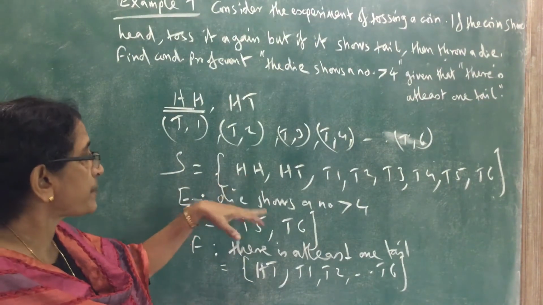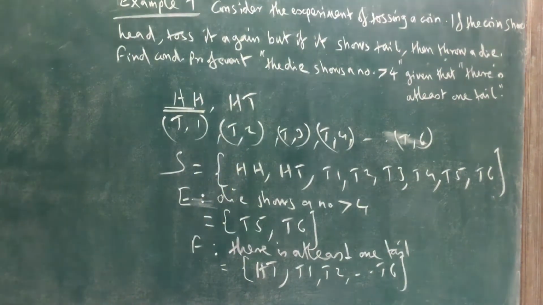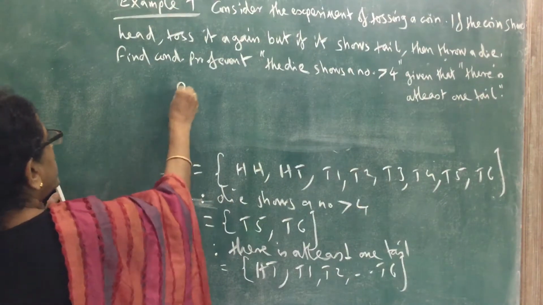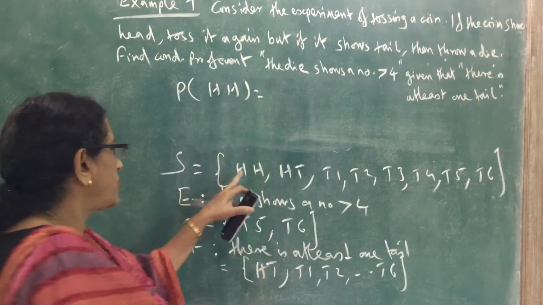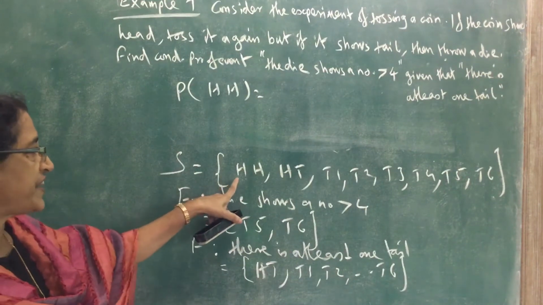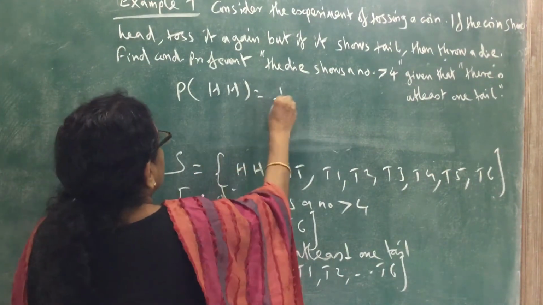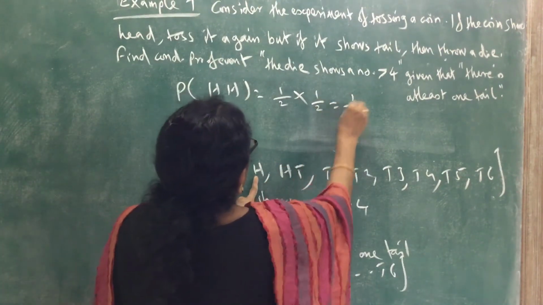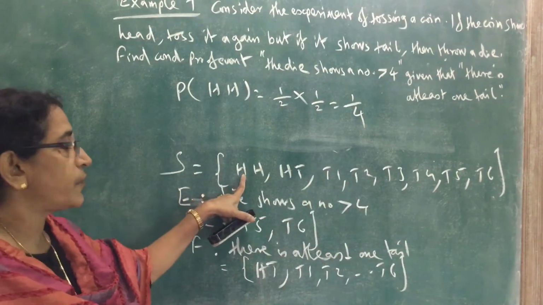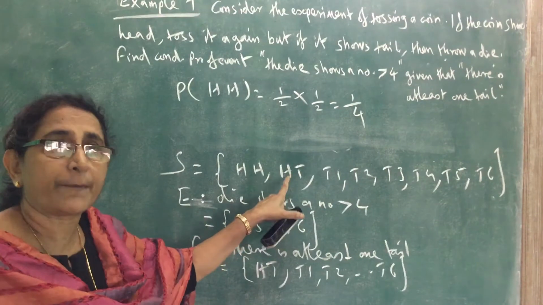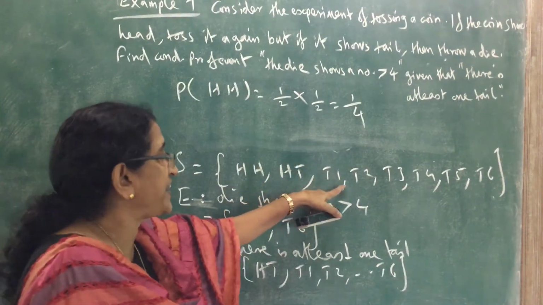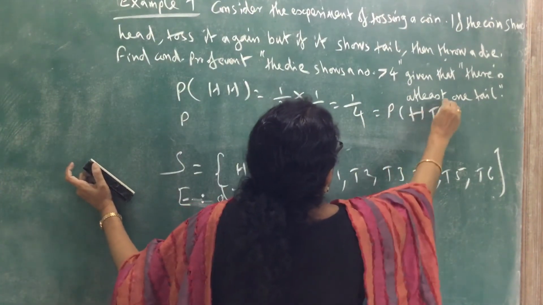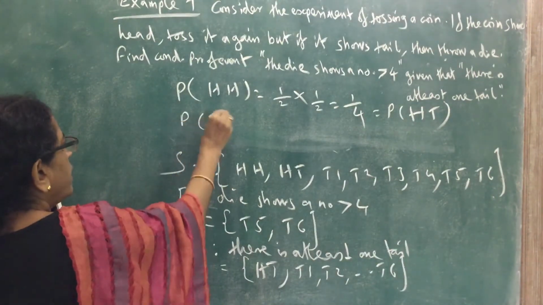See here HH. What is the probability of the element HH? That means the probability of getting head in the first toss, that is 1 by 2, into the probability of getting head in the second toss, 1 by 2. So 1 by 2 into 1 by 2, 1 by 4. So the probability of HH is 1 by 4. What is the probability of HT? That is also the same: 1 by 2 into 1 by 2, 1 by 4. Now what is the probability of T1?